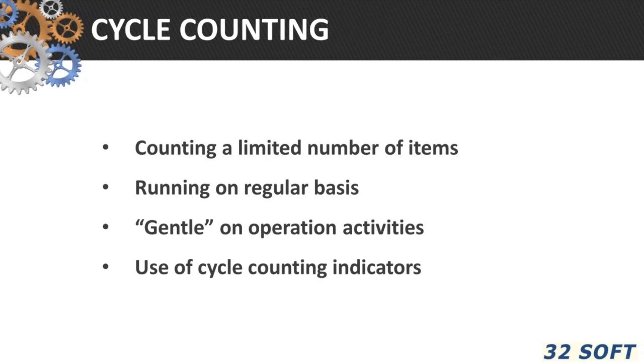Cycle counting allows you to count fast-moving items more frequently than slow-moving items, for example. This can be done by marking materials that are to be included in cycle counting with the cycle counting indicators. Examples of such indicators in QAD are ABC class and cycle count interval that you can define in Item Master.